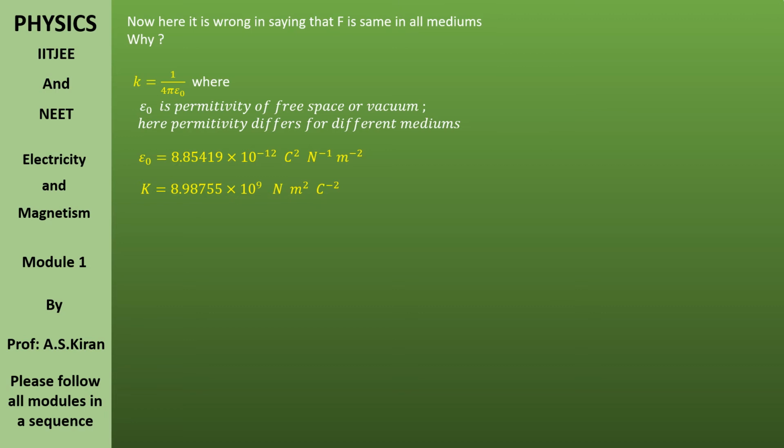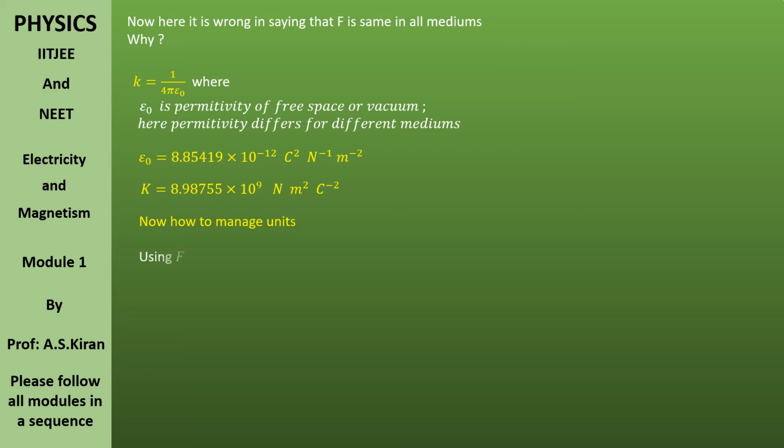Similarly, K is equals to 8.98755 into 10 power 9 Newton meter square per Coulomb square. Please remember the units. I will make you learn how to manage the units also.